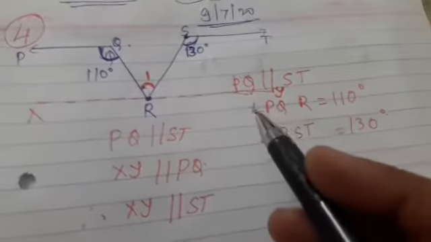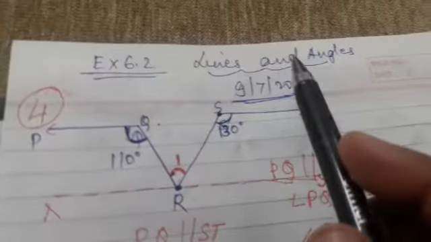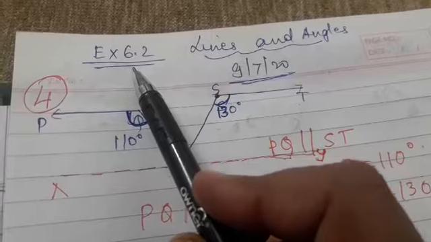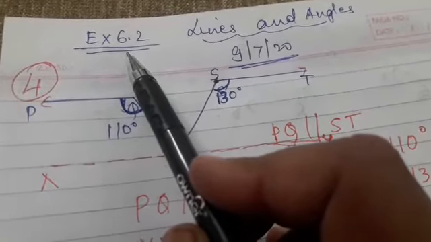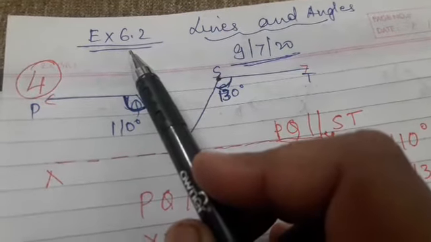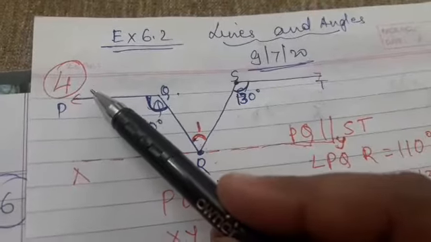Good morning, girls. We will continue with the chapter Lines and Angles, exercise 6.2. In yesterday's video, I had explained question numbers 1, 2, and 3. Today, I will take up question numbers 4, 5, and 6.